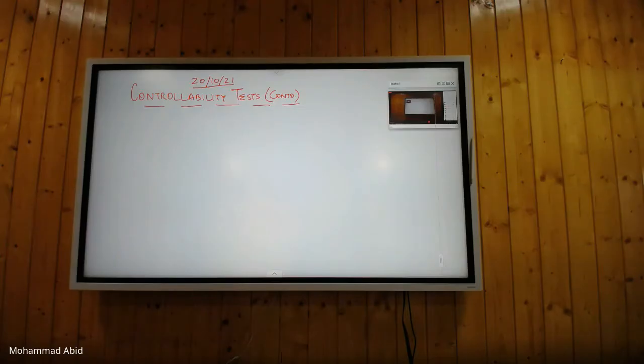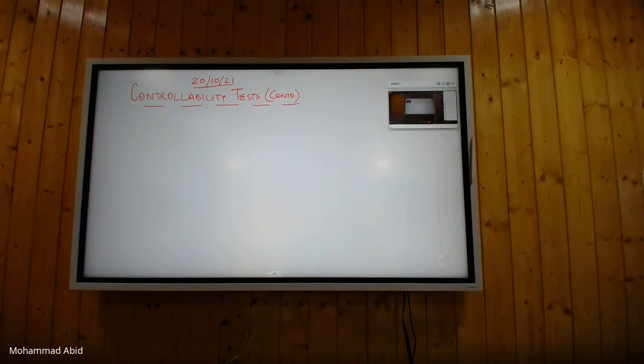Now the second part of the theorem needs to be proved, and this is very important because this theorem will lead us to the most popular controllability test, which is used for testing whether the system is controllable or not. So what is the statement of the theorem? The second part of the theorem says that for a system to be controllable, the controllability matrix must be a full rank matrix.